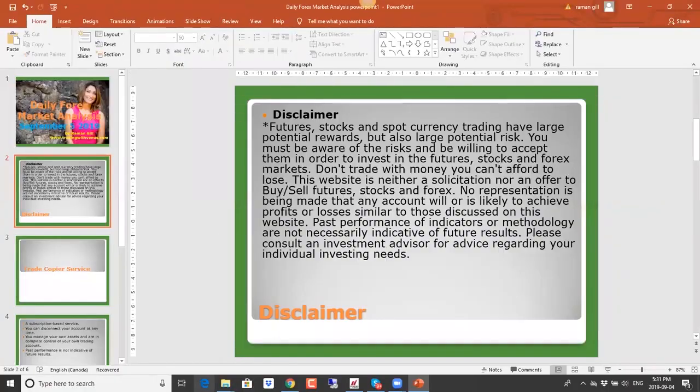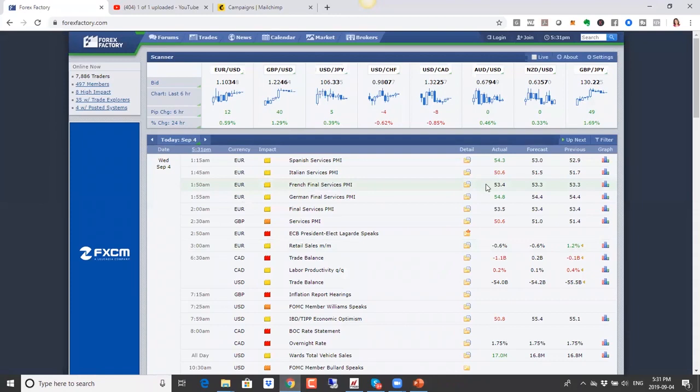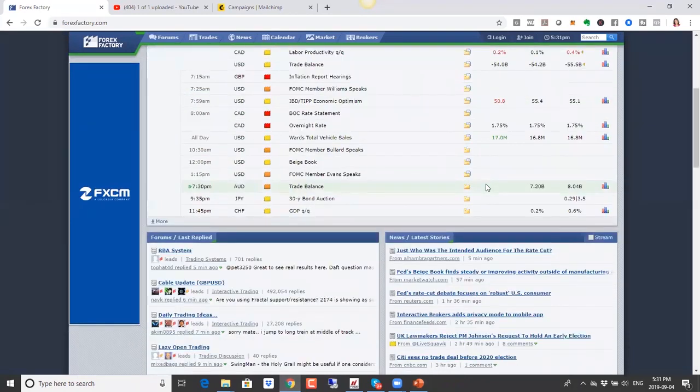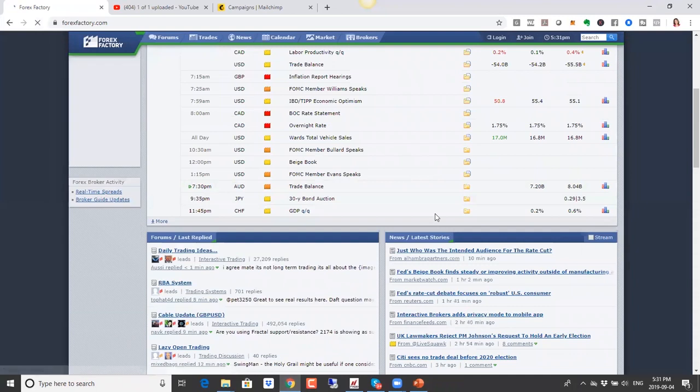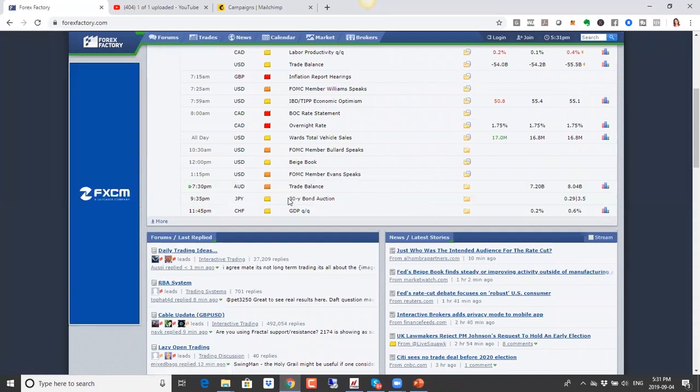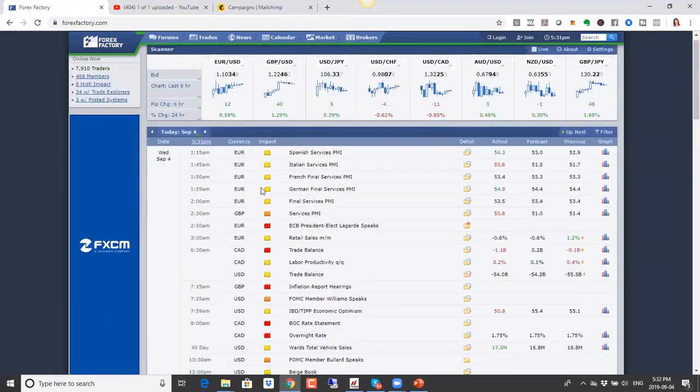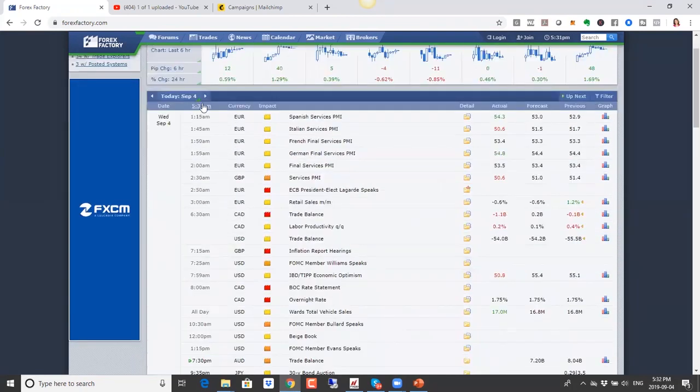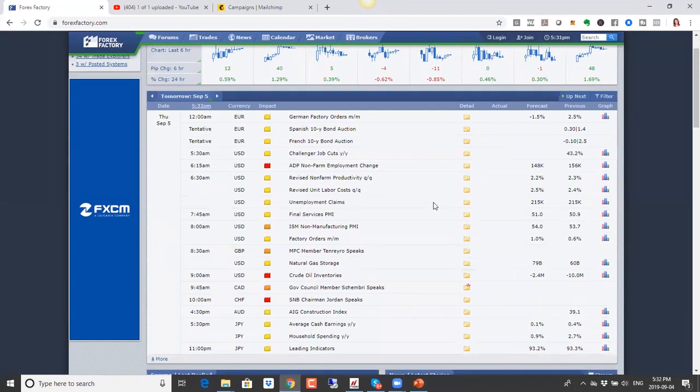As usual, we'll start off by taking a look at our calendar here. So in terms of what's coming up, let's do a quick refresh. We do have trade balance numbers for Australia, which should be hitting soon here. And after that, not a whole lot. And then on Thursday here, we have non-farm payroll numbers for the US.